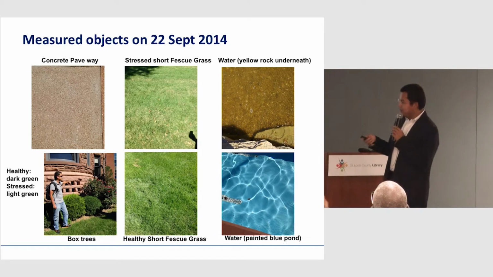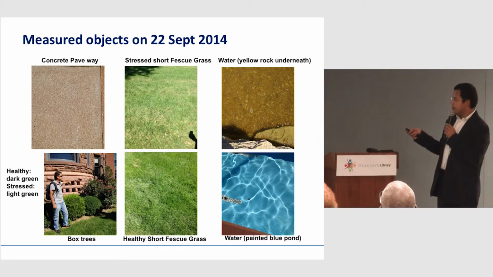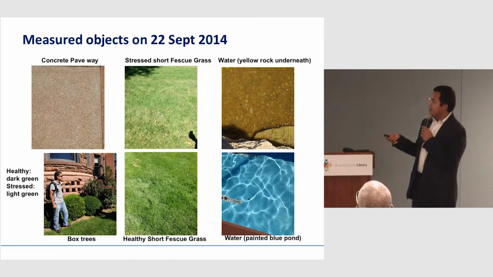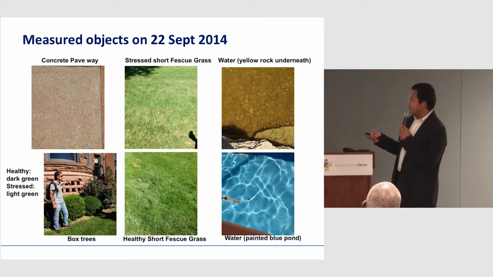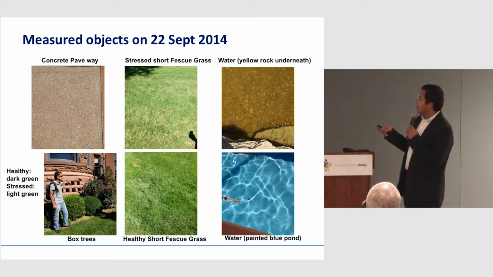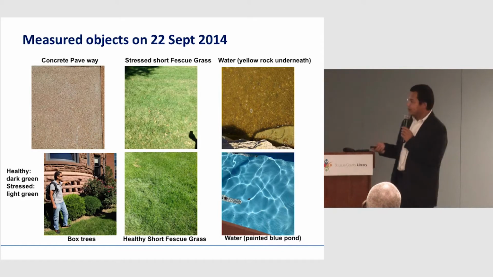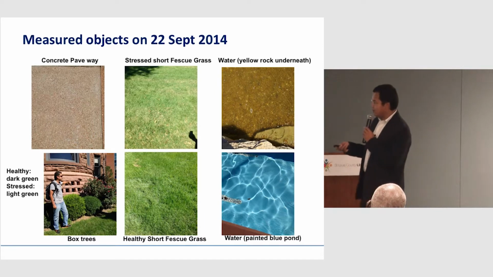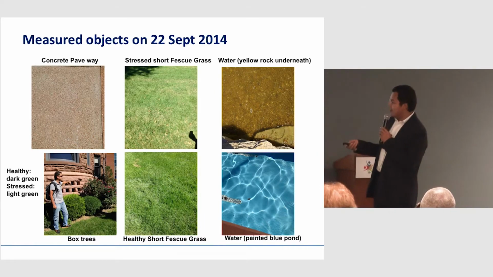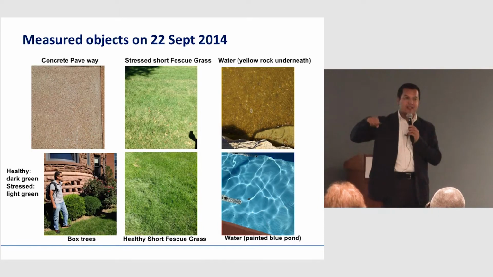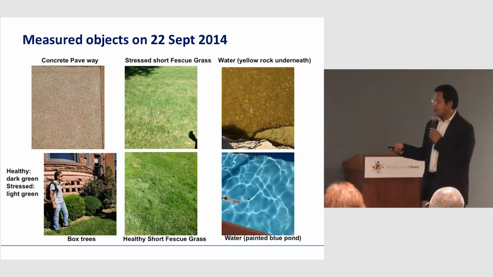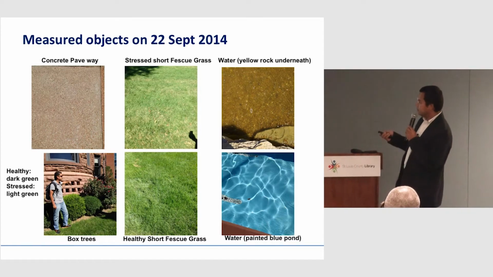I'm going to show you several photos here. This is at St. Louis University campus, a concrete paveway, which we see around every day. Then this is a stressed short fescue grass, and you see it's a little bit brightish. Down here is really healthy fescue grass. And then two box trees, one a little bit stressed and the other dark green. One of my PhD students is holding a remote sensing instrument on a backpack, scanning those two box trees and collecting remote sensing data sets.